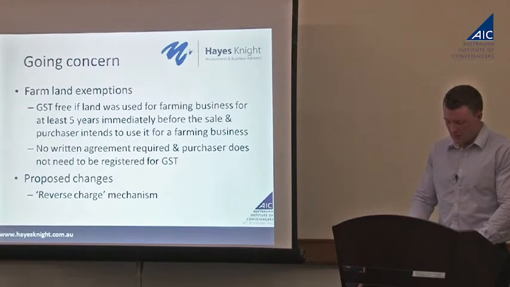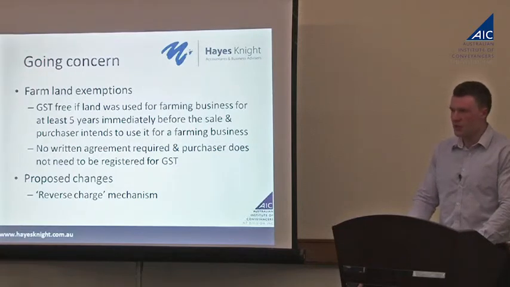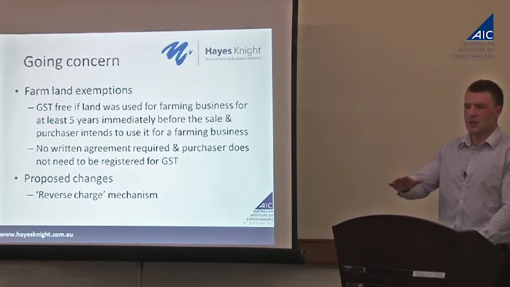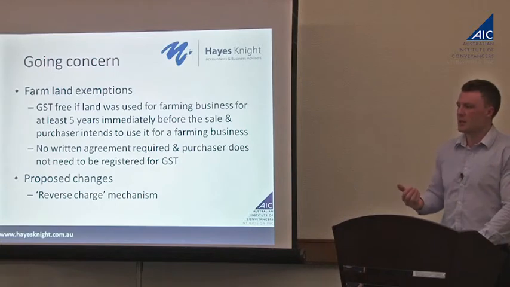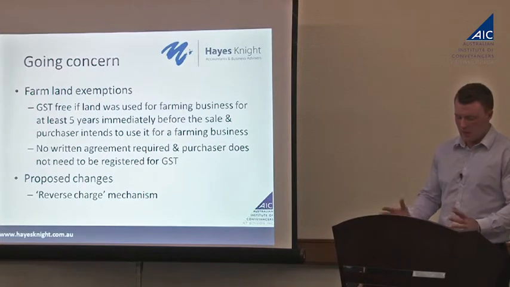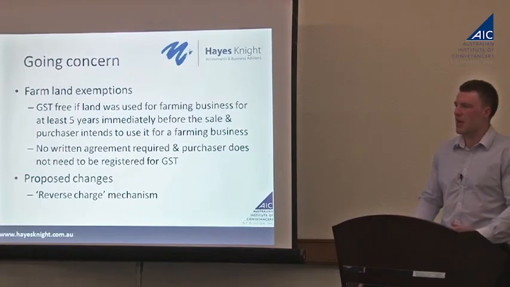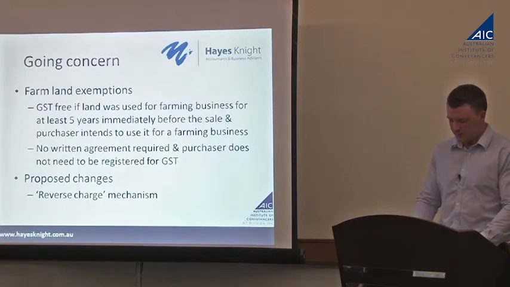The only other thing to note under the going concern rules is that there's a proposed change where the government wants to introduce a reverse charge situation. And what that's going to mean is that the vendor is going to be responsible for both sides of the GST on a property sale or purchase. So they'll be responsible for remitting the purchaser's 10% worth of GST. On the flip side, they'll still be able to claim their 10% worth of GST. So it's a neutral effect, but some people are worried that we're going to lose out on the stamp duty saving that we've had previously.